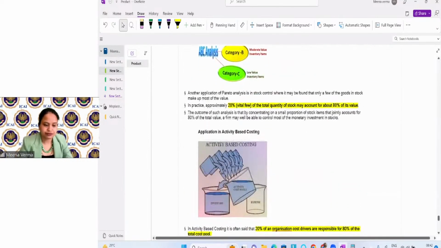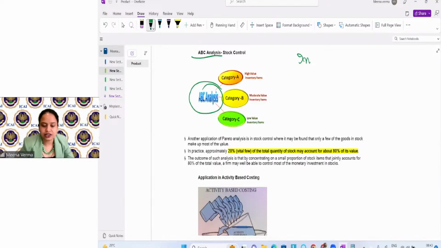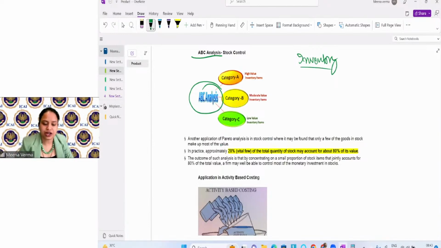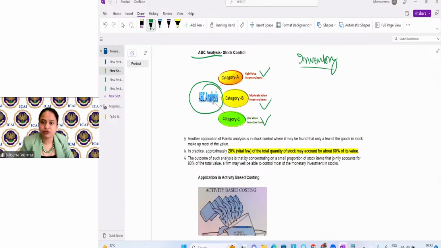Okay. Next is ABC analysis. Now, what is this ABC analysis? In the case of ABC analysis, it concerns the inventory the company has, right? Since the company is selling various products, the company can have different categories of inventory, right? The company will consider which are the high-value inventory, which are the low-value inventory, and which are the moderate-value inventory. So for example, I have a jewelry shop.